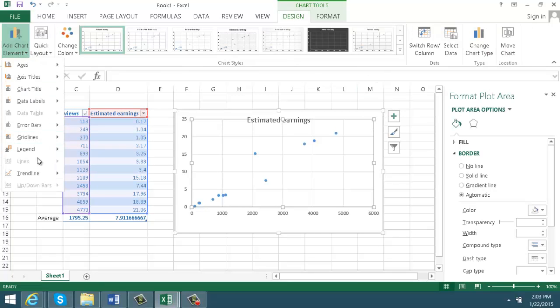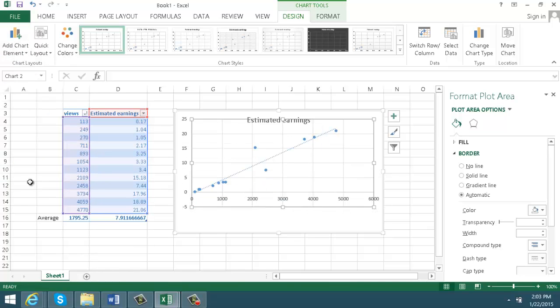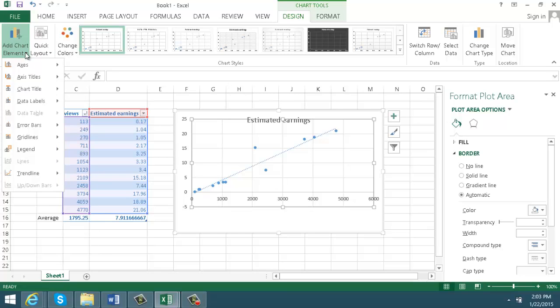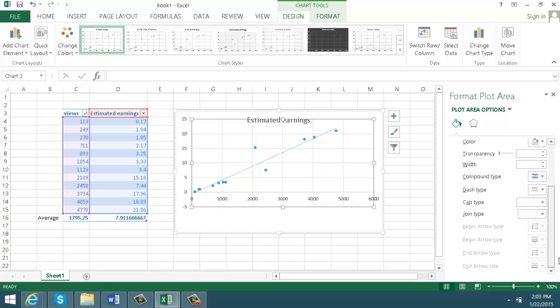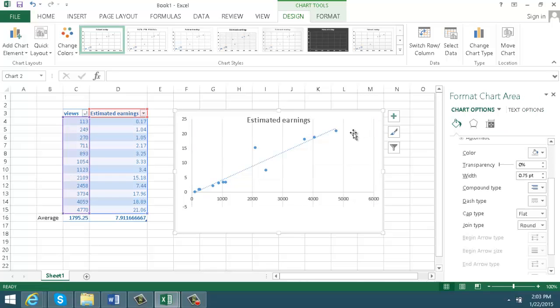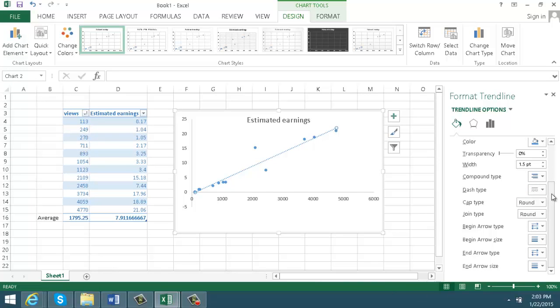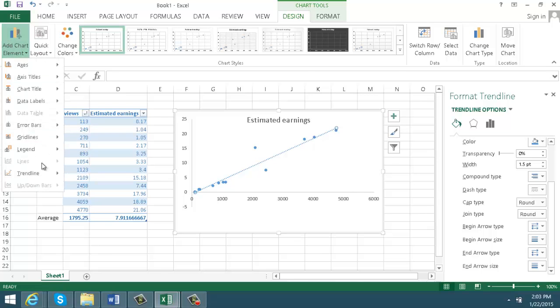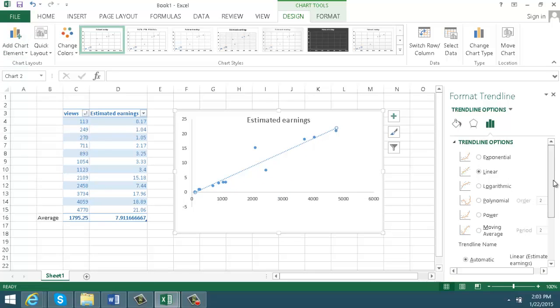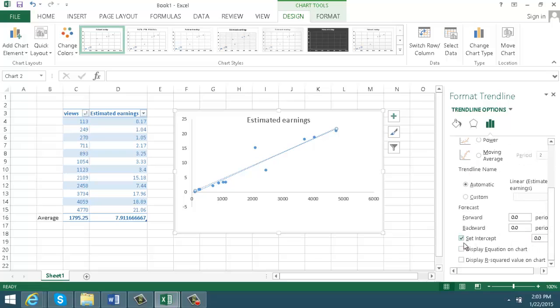So, let's get a trend line, a linear. And let's take this out. Let's get there. The equation. Set the intercept to 0.